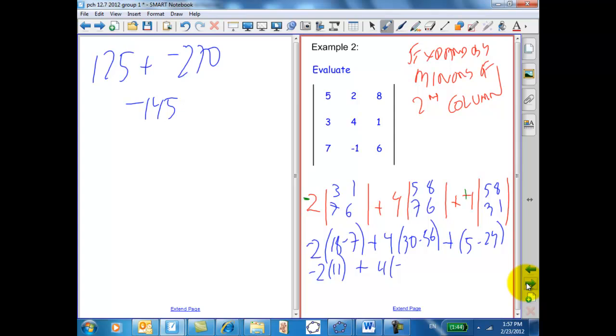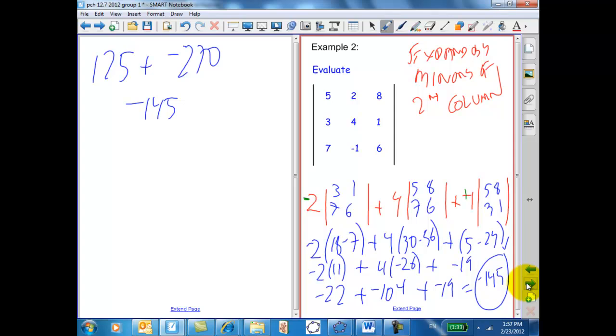4 times negative 26. Is that negative 19? Yeah. Negative 22. And negative 104, right? And negative 19 looks like negative 145 to me. Yeah. Check. Did anybody have a chance to check it on the calculator? I'm on, and she did it right.